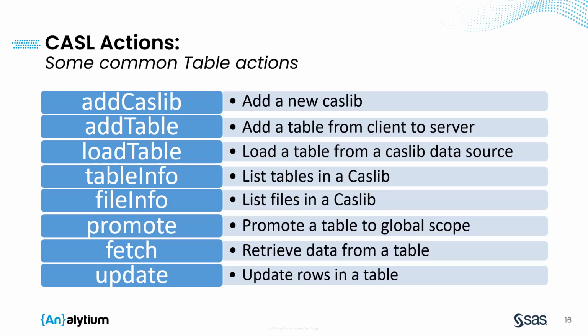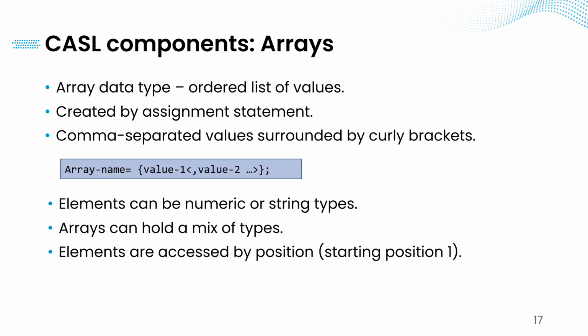One of the other data types I mentioned is the array data type, which is an ordered list of values. This isn't something you'd have seen normally in SAS. We have arrays, but not as a data type. It's created by a fairly straightforward assignment statement, which is comma separated values surrounded by curly brackets. The elements can be numeric or string types, and arrays can hold a mix of types, accessed by position, starting at position 1.